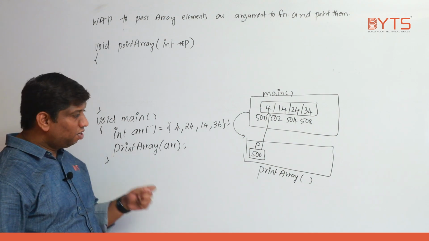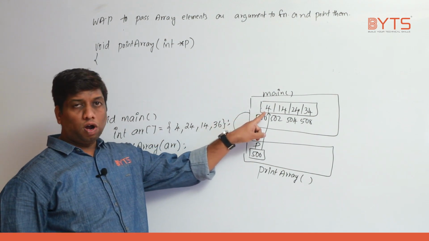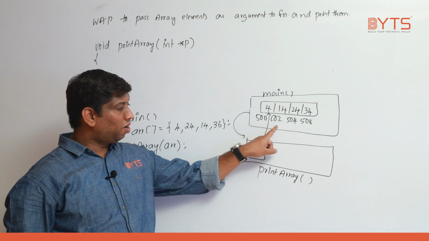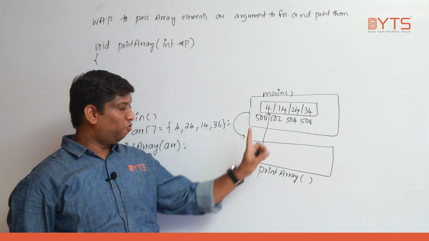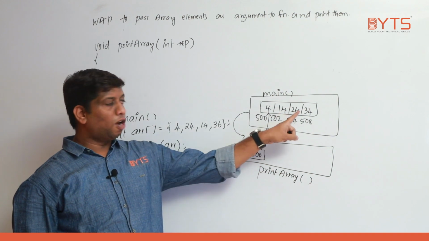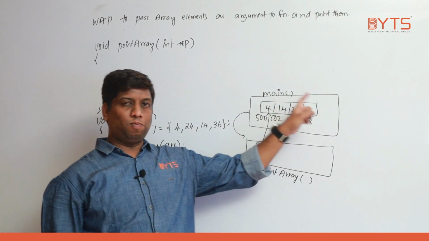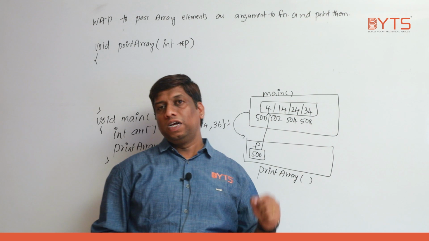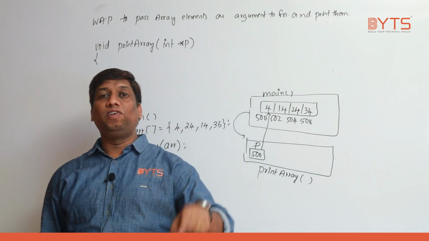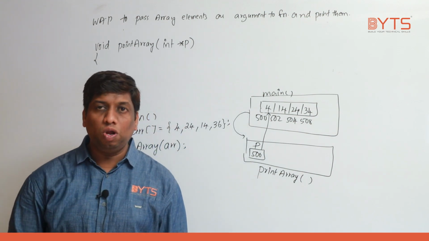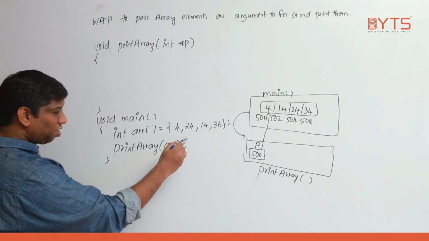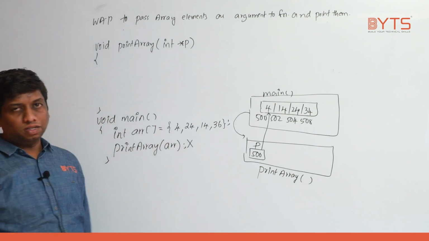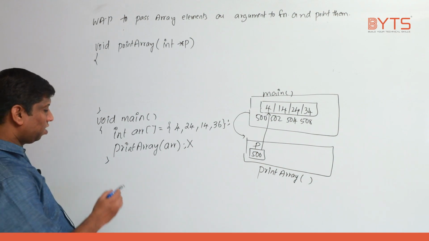So try to understand. *p will give you what? 4. *(p+1) 502, *p is 14, p+2 504, *p is 24, p+3 508, *p is 34, p+4 510, p+5... Can you please tell? We should know at which point of time I should stop. That is the reason. This is not the standard practice to pass an array.